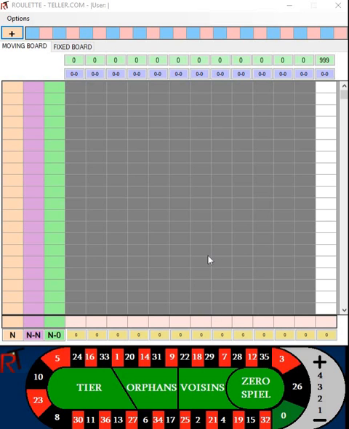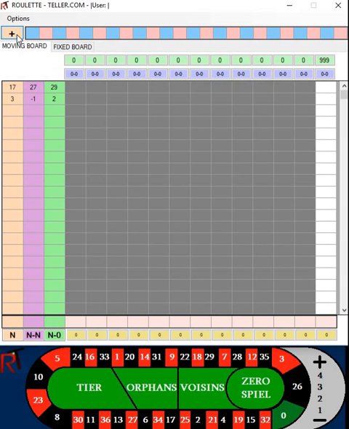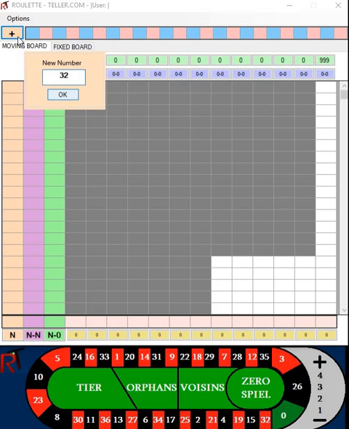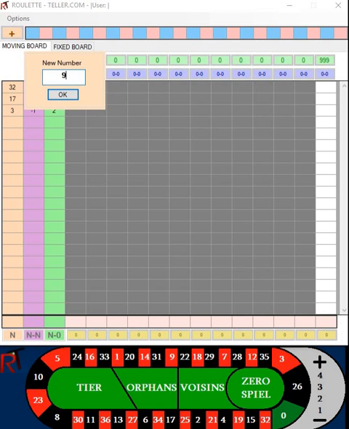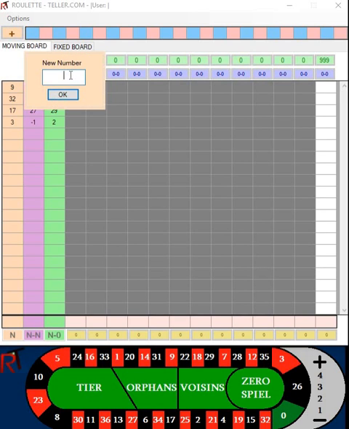Hello, we are starting the explanation of Roulette Teller program. We will start with plus, which is used to add numbers, and let's record a few numbers. For example, 3, 17, 32, 9, and 5.